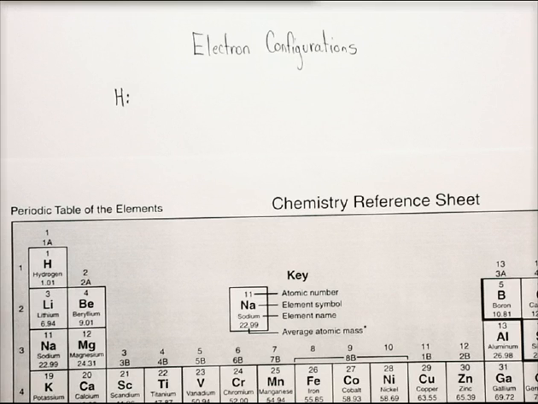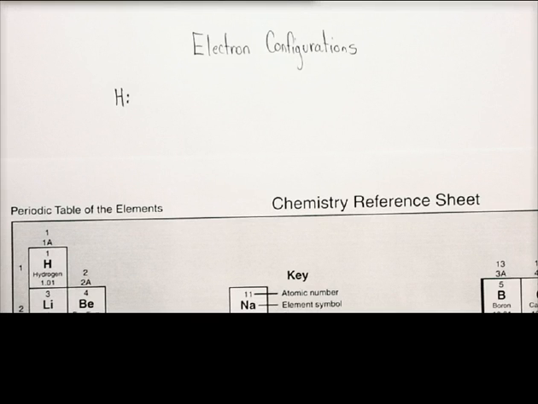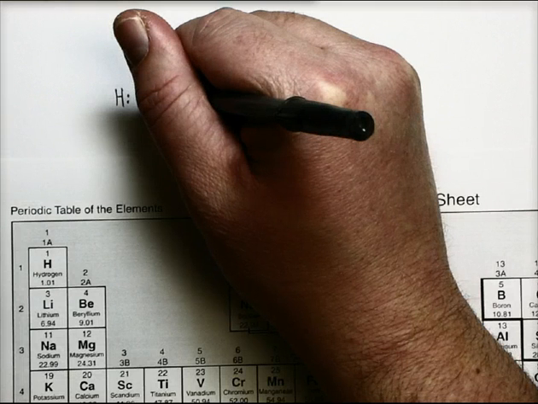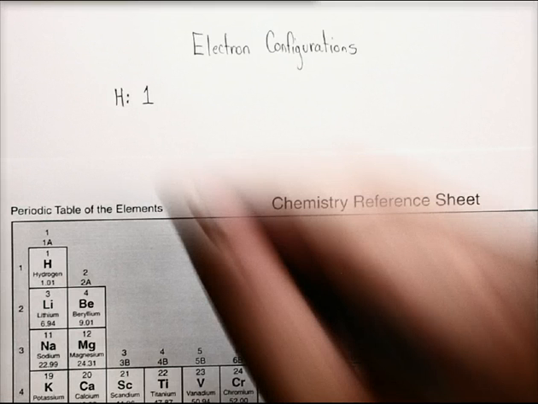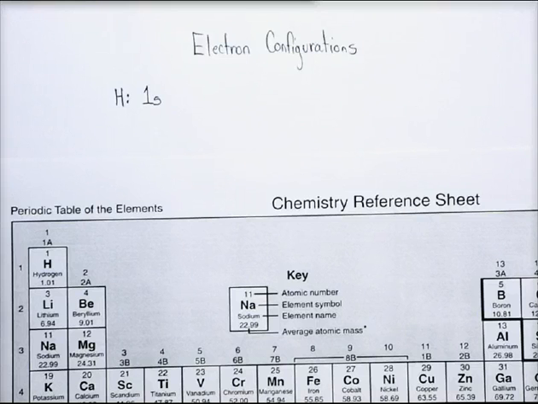So the energy level closest to the nucleus is the first energy level. So what we do is we write a big 1 that tells us we're looking at the first energy level. And then we think about the sublevels that are in the first energy level. Well, there's only one. That sublevel is s. So we say that we're looking at the 1s sublevel.